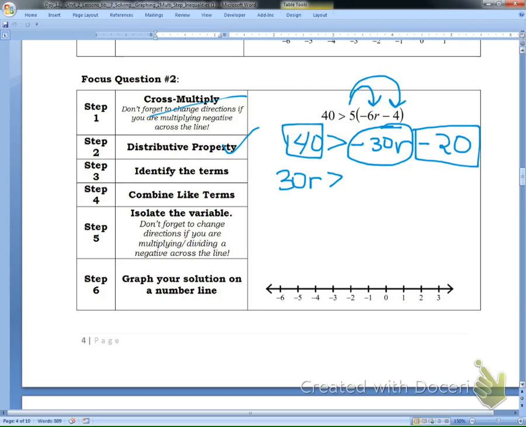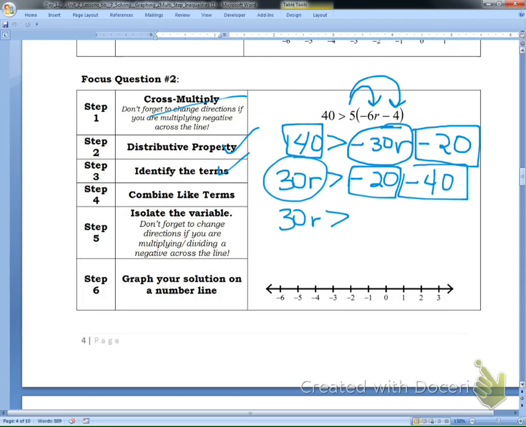The direction of my inequality stays the same. I have a negative 20 that was already on the right-hand side of the inequality, but I need to move my 40 over, so a negative 40. So now I have my variable terms on my left-hand side of the inequality and my constants on my right where I want them. And I'm ready to combine my like terms now.